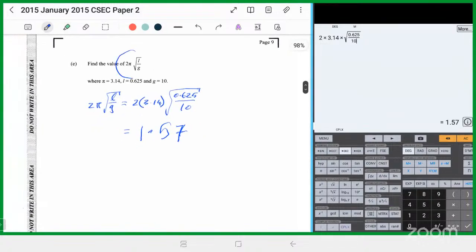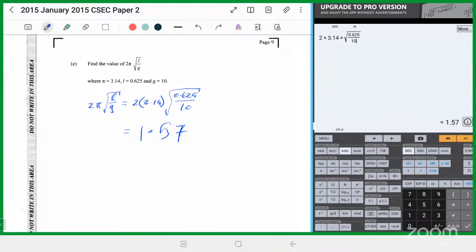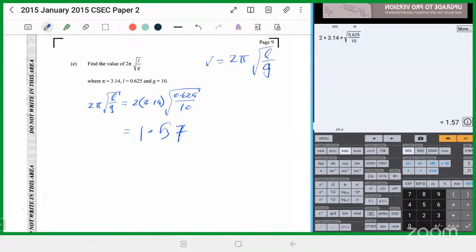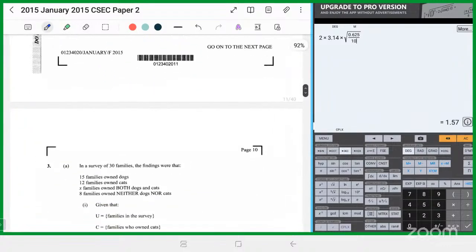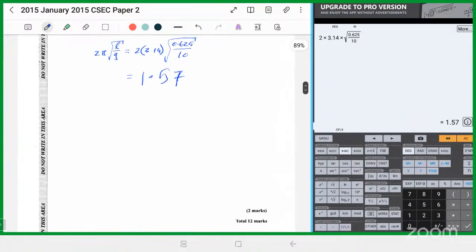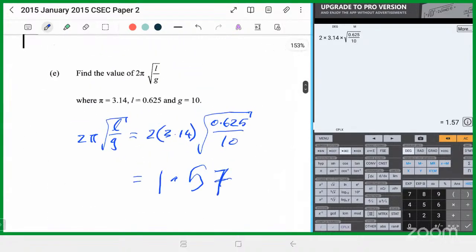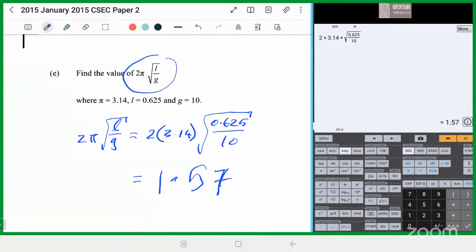But do you know what formula this is again? Value equals 2 pi root L over G. Can somebody recognize the formula? This is a physics formula. I don't remember which one.